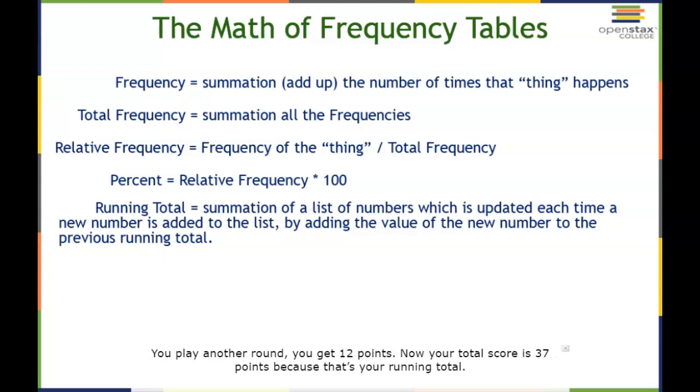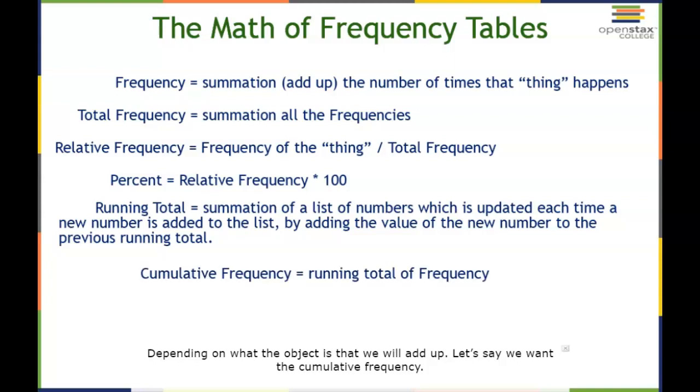You play another round, you get 12 points. Now your total score is 37 points because that's your running total. You add the previous total to your new score, and that is your current running total. Depending on what the object is that we will add up, let's say we want the cumulative frequency. So we would do a running total of the frequency. We will add it up as we go. Each time we get a new number, we add it to the old running total.